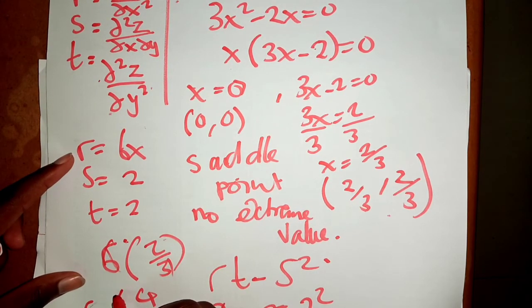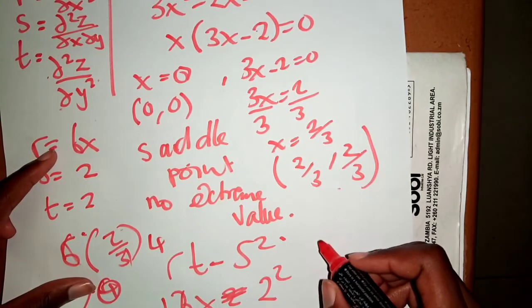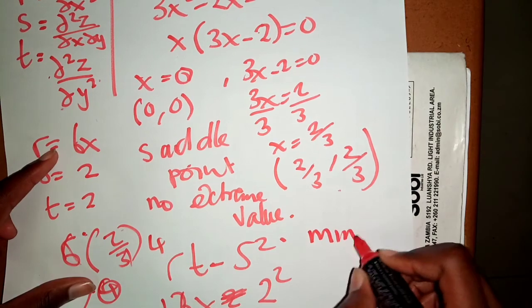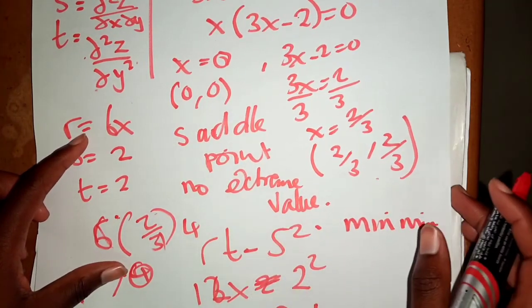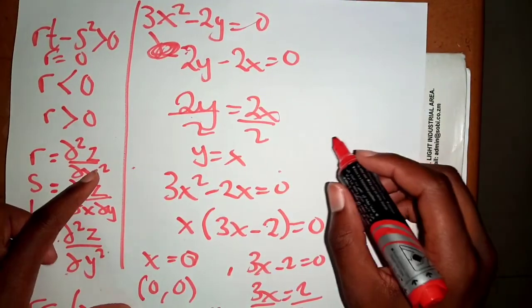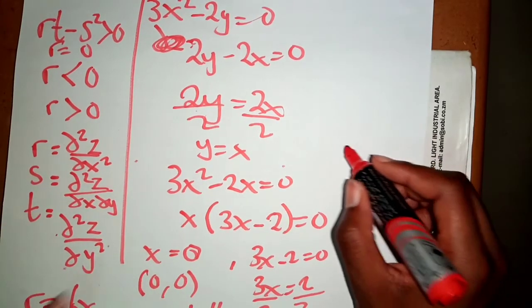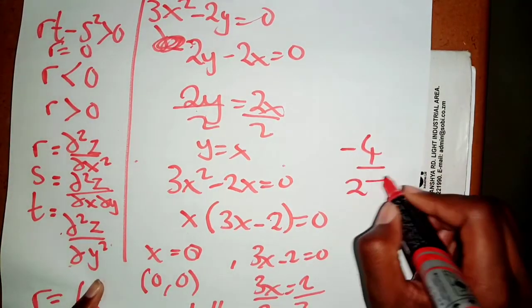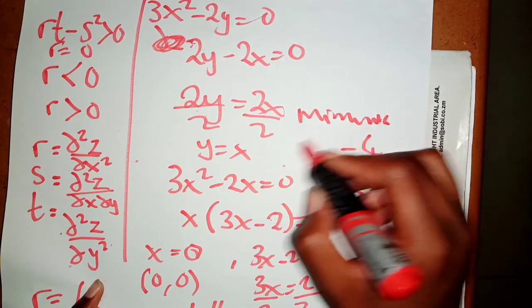r is greater than 0, sorry, r is greater than 0, since r is equal to 4, we're going to conclude that this point is a minimum point. And then we're going to find the minimum value when you plug this one back into the equation. Then you plug it into the equation, you're going to have your answer. Plug-in is very, very simple. You're going to have your answer -4 over 27, and this one is going to be your minimum value.